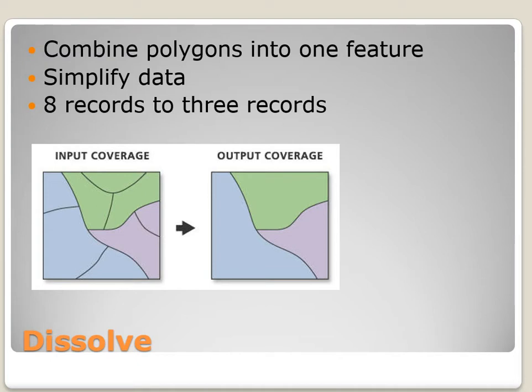So when I dissolve, I can only dissolve on one field. If the common field here is vegetation type, then I have lost what kind of soil is in each of those different polygons. So you have to be really careful when you dissolve that you know why you've dissolved.